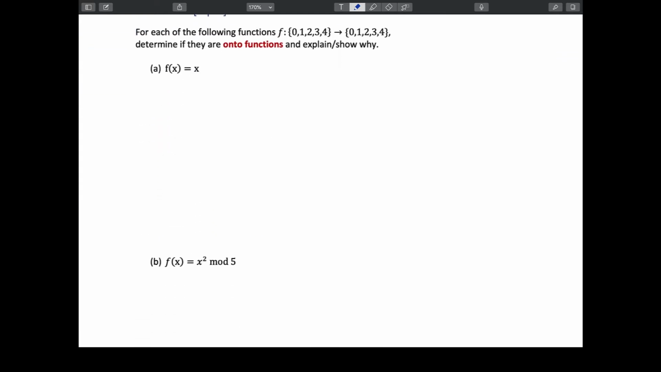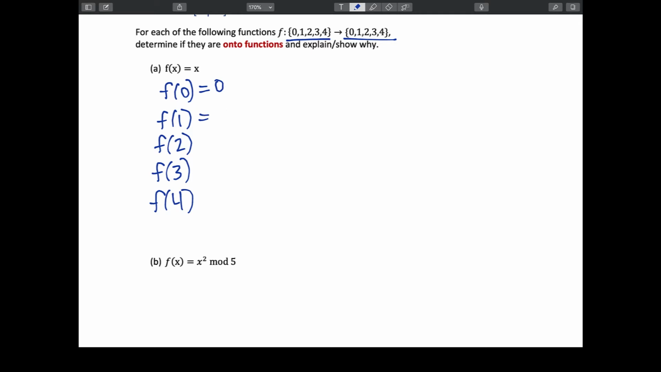Let's take a look at this next one. For each of the following functions, we're going to look at the domain and codomain of 0, 1, 2, 3, 4, and we're going to determine if they are onto functions and show why. These are small enough that I can calculate f of 0, f of 1, f of 2, f of 3, and f of 4. Our domain is small enough that it's easy to think about what that looks like.